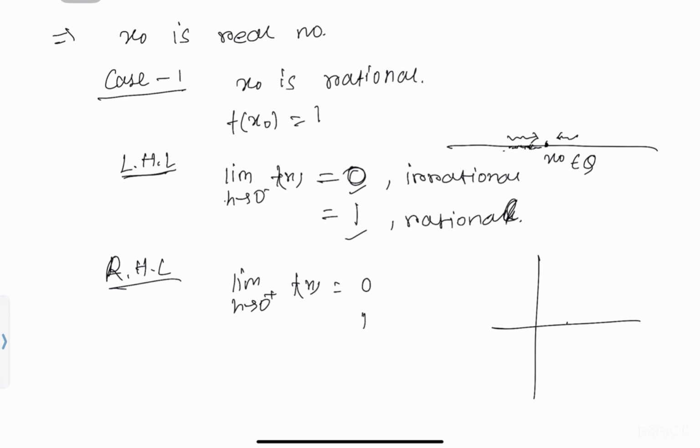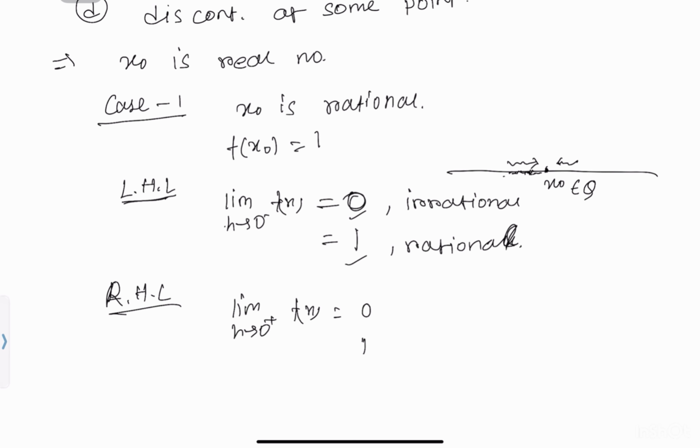So whenever taking an irrational point, they are going to 0. Whenever taking the next point, assume a rational point, they are going to 1, again back to 0, 1, or 0, 1. They are not going to a particular fixed real number. That is the main difference between continuity and discontinuity. So the left hand limit and right hand limit do not exist. Okay, clear? So this is case 1, when x is a rational number.